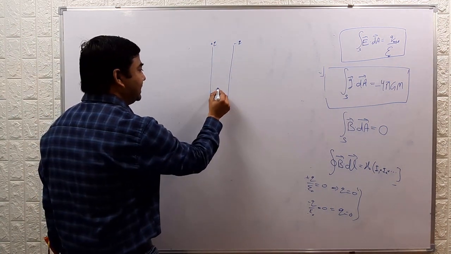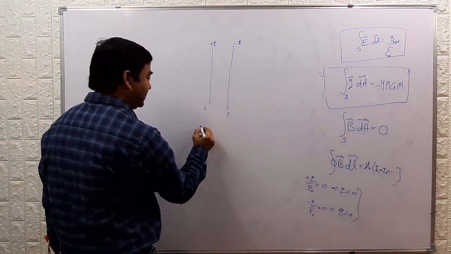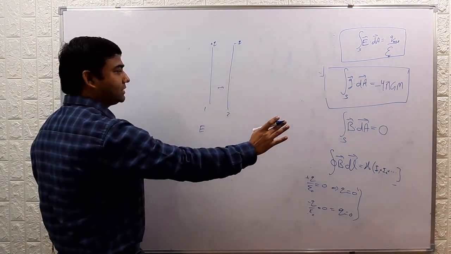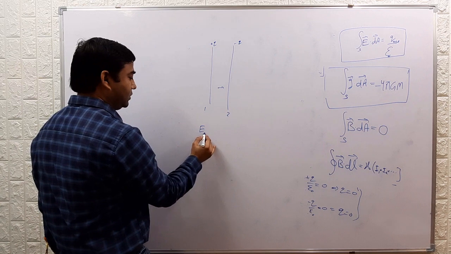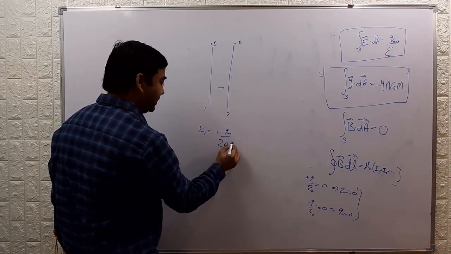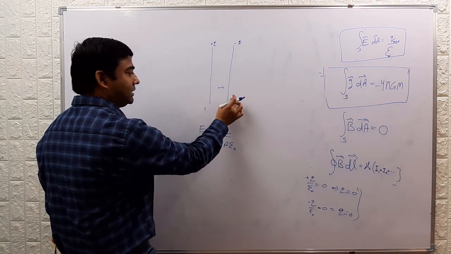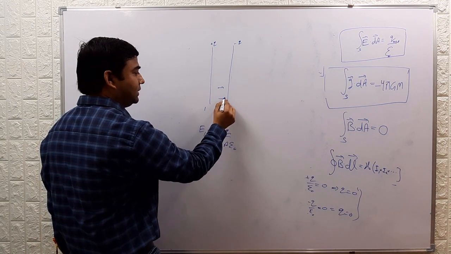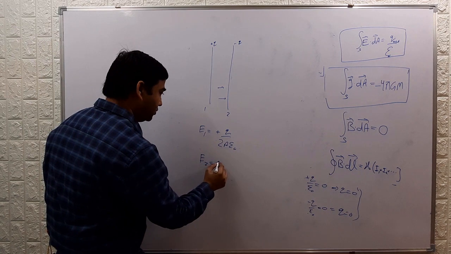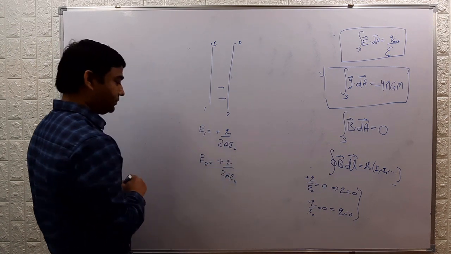So electric field at this point, this is sheet number 1, this is sheet number 2. By sheet number 1, this is positive, so electric field will be on the right side; right direction is positive and left direction is negative. So E1 is equal to plus q by 2A epsilon 0. Similarly, sheet 2 is a negatively charged sheet, hence electric field by this sheet will also be in this direction. So E2 is equal to plus q by 2A epsilon 0.